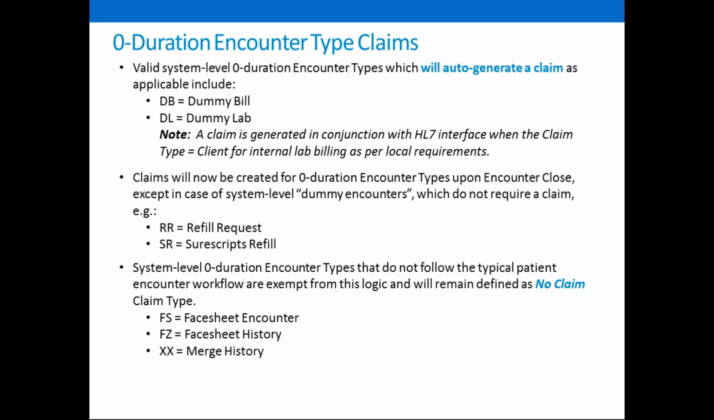Also, system level encounters that are reserved by default as a no claim encounter based on the claim type indicator, such as merge history, face sheet history, those also will still not generate a claim.